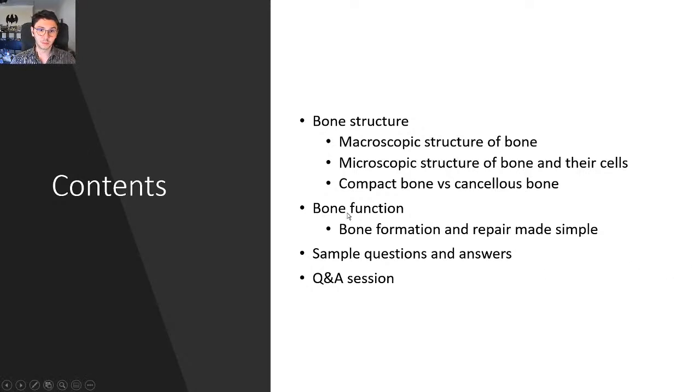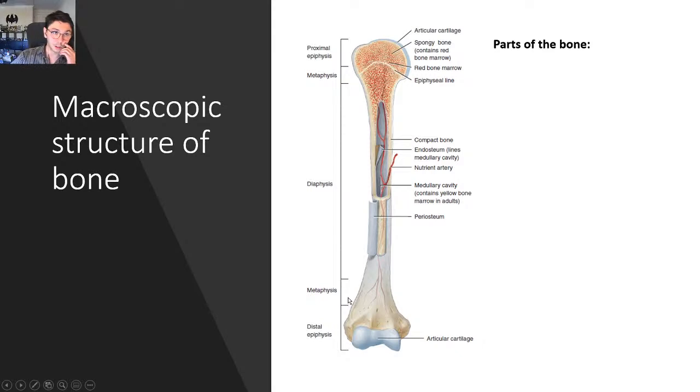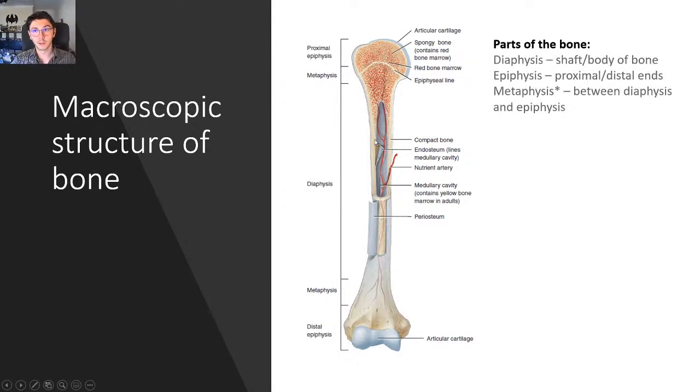Okay, let's move on. So let's start with the macroscopic structure of the bone. I'll split this up into the parts of the bone. So we'll start with the diaphysis, the metaphysis, and the epiphysis. So diaphysis just means the long part of the bone, okay? And it's basically the shaft of the bone, or the body. It's where you'll have most of the length of the bone in the long bones.